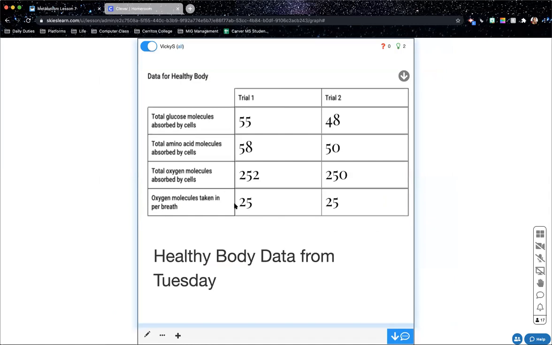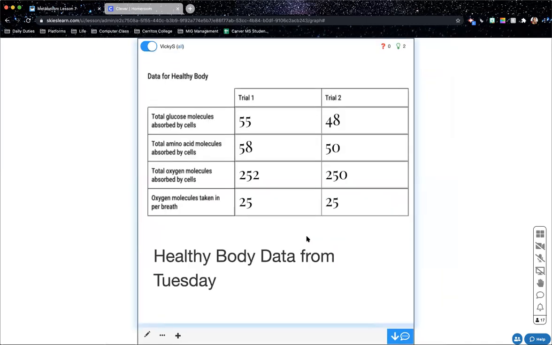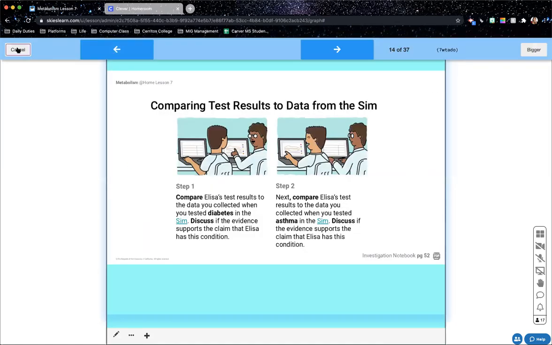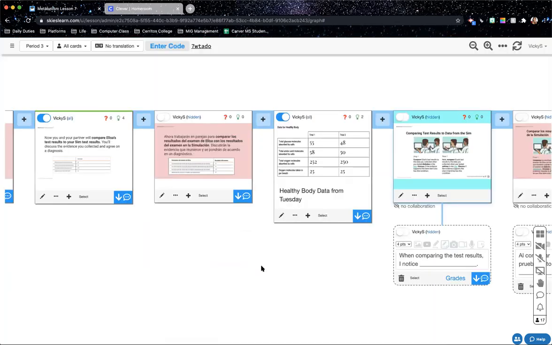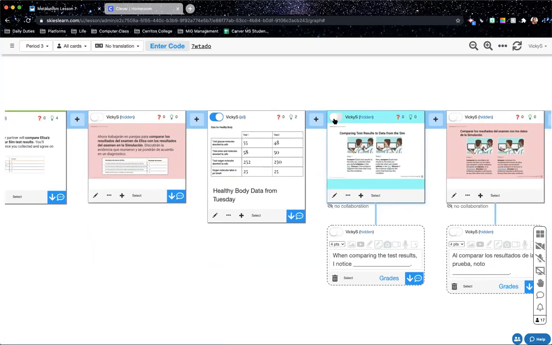Oh, and we forgot the bottom. Oxygen molecules taken in per breath. It's the same thing. It's 25, 25. Perfect. She's healthy only in the total glucose. So the total glucose, what do you notice?